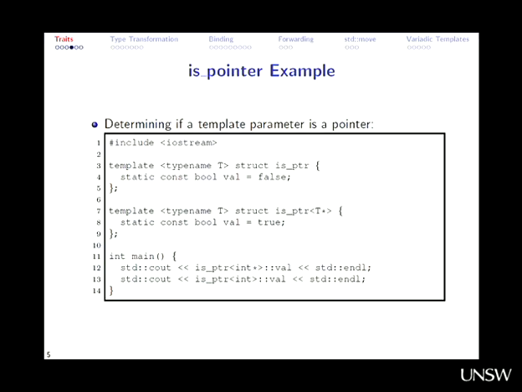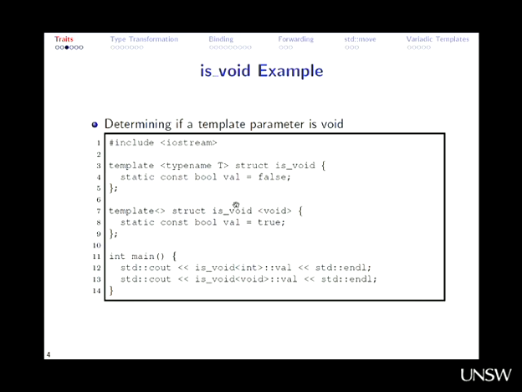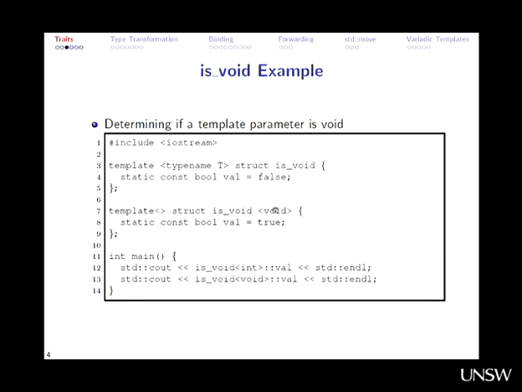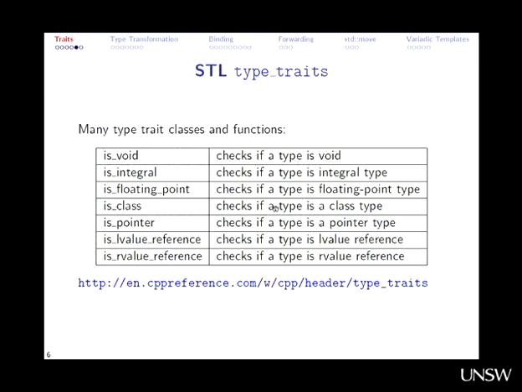Okay? The same can apply for isPointer. Okay, so notice the difference here. This is a full specialization here, and this is a partial specialization. Okay, because that's got type T and that's got the full type. And so this is type trait library, and we looked at the idea of is void, is integral, is floating point, is class, is pointer, is L value reference, is R value reference. There's a whole lot of them.